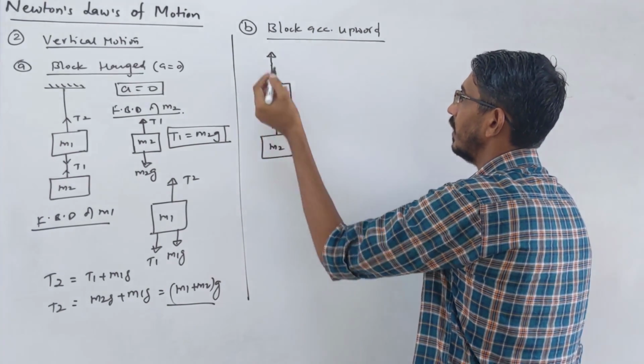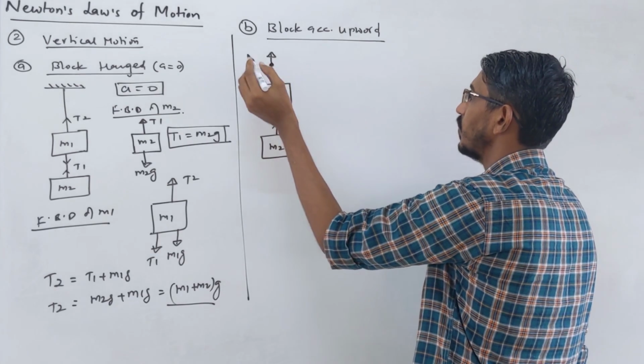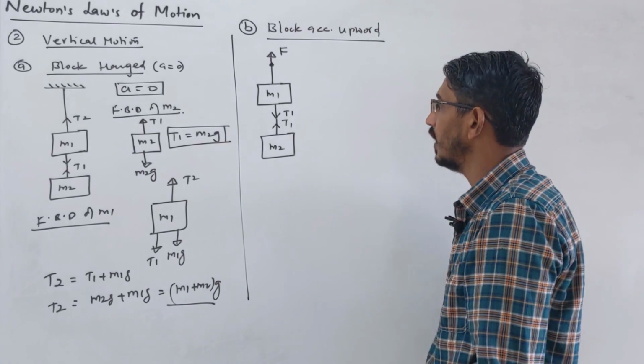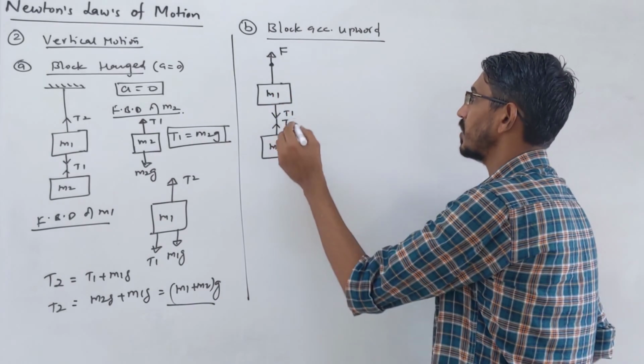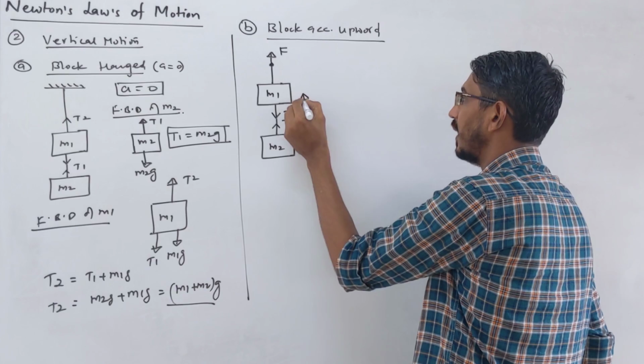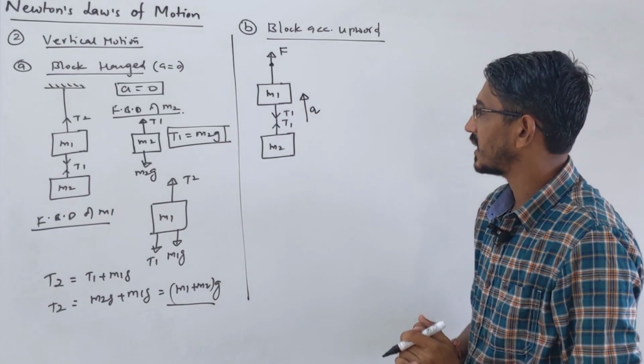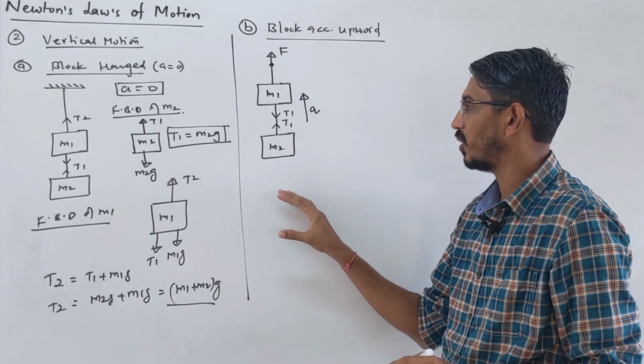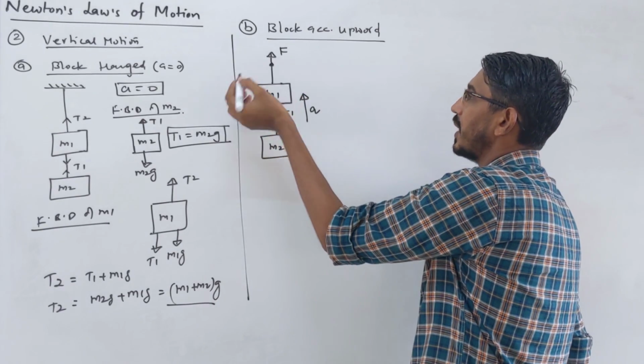Yeah. And here force applied, let's say any force applied F, right? Yes. We have to calculate what is the acceleration of the system. Suppose they are moving upward with some acceleration A, right? We have to calculate the acceleration of the system, then we have to calculate tension in the string. There may be two blocks or one more block, okay, here. They can ask tension in this string also.